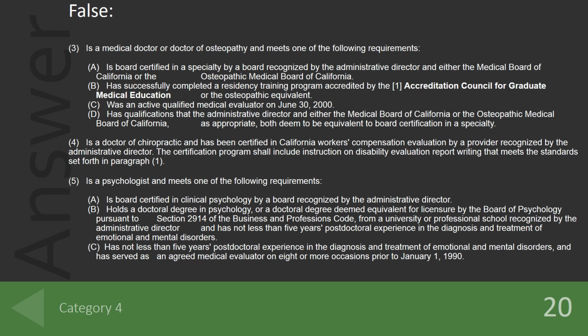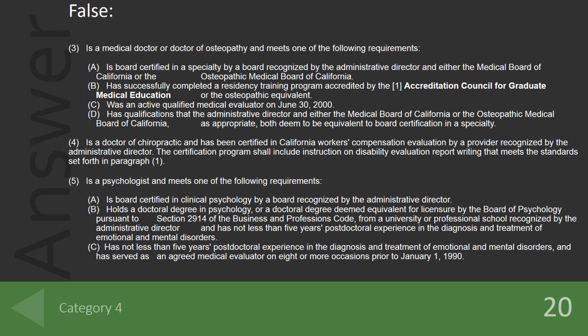Now, this requirement does not pertain to chiropractors, does not pertain to medical doctors and doctors of osteopathy, but for psychologists, the administrative director requires that you have at least 5 years of clinical experience in the diagnosis and treatment of emotional and mental disorders.